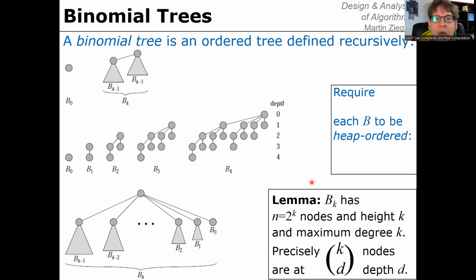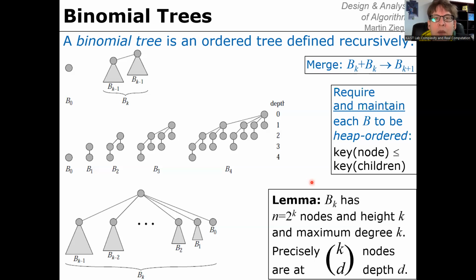What we also impose is that the binomial trees we consider are heap ordered with respect to the key values in the nodes, which means that the smallest key must be in the root and all children keys must be at least as large. That's different from search trees, where all nodes to the left must be smaller and all nodes to the right must be larger. Here it's not left and right, but top and bottom. And the goal is, of course, to maintain this property through the insert and delete operations.